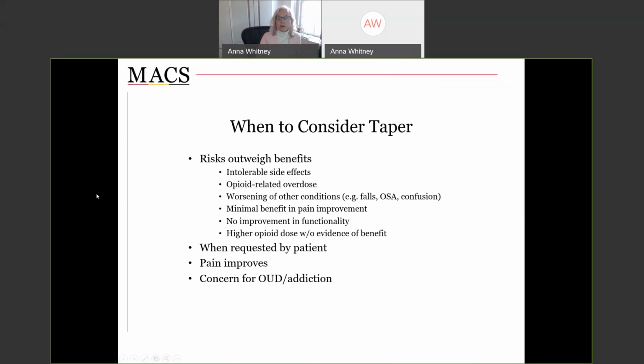How do you feel about coming down or coming off? Clearly, when the pain improves, that may be a time to consider trying a lower dose. And then, especially when there's concern for opioid use disorder or addiction. And we'll talk a little bit more about that.